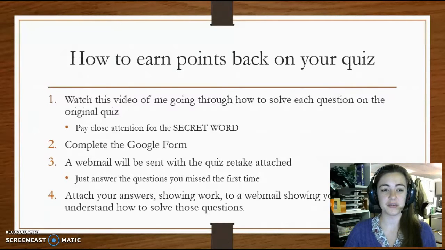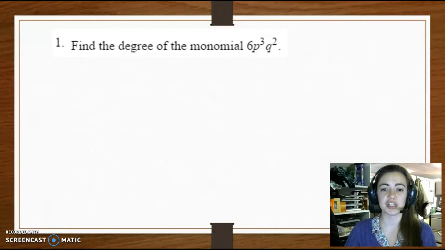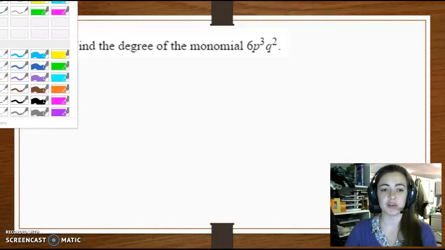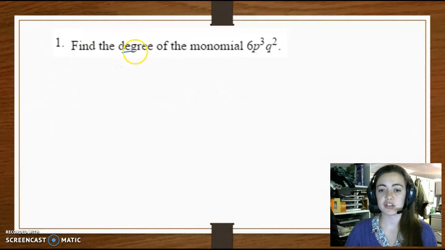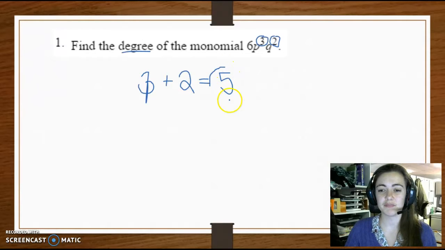All right, let's get started. The first question says, find the degree of the monomial. For the degree, we're looking for the exponents on the variables, and we're going to add them together. So 6p cubed q squared, we have exponents of 3 and 2. 3 plus 2 is equal to 5. So the degree is 5.